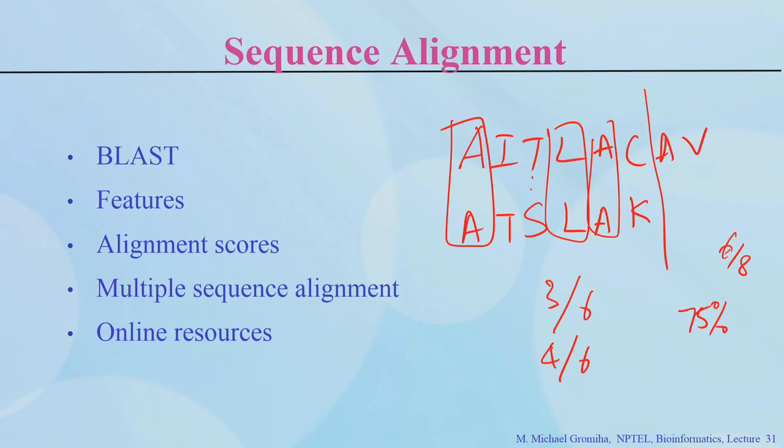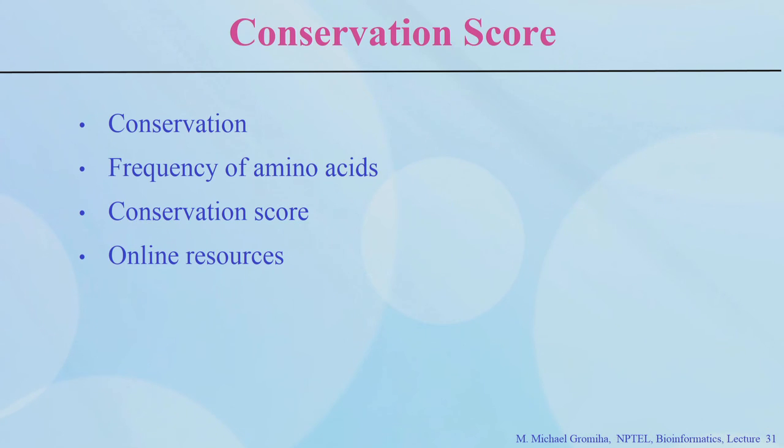What are the online resources available for multiple sequence alignment? Clustal Omega, MAFFT, MUSCLE, and so on. So, you can use various software for aligning the sequences, for these multiple sequence alignments.